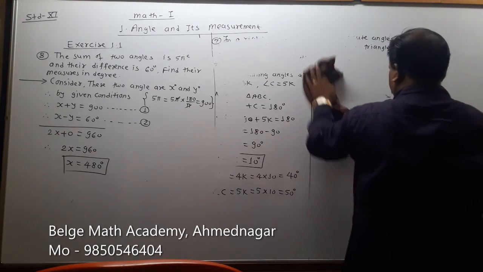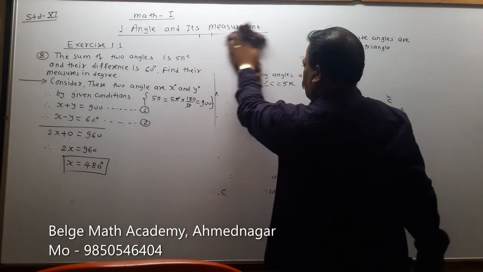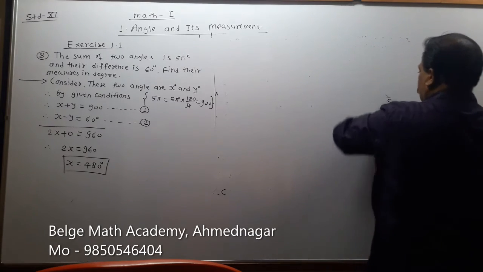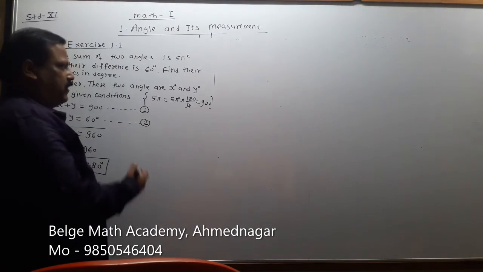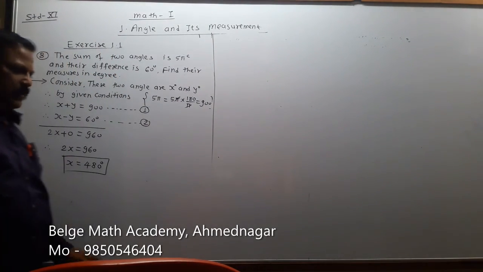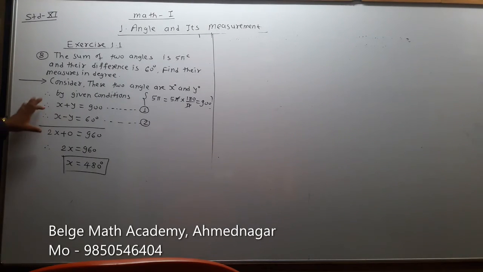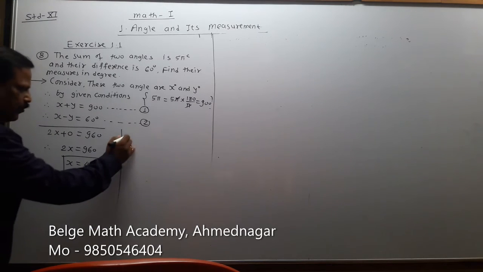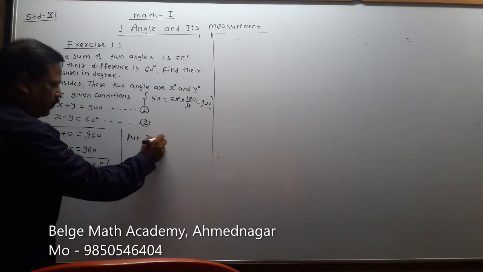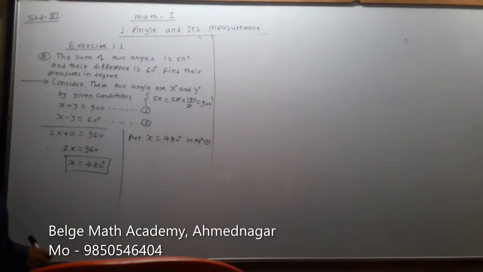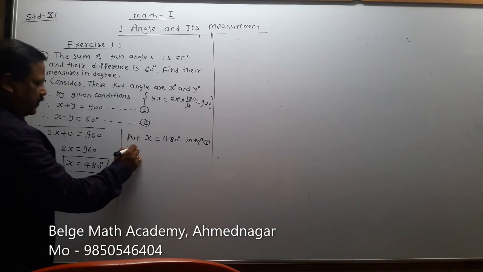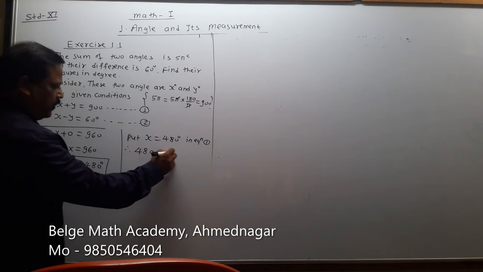Now we are solving for the remaining angle, that is we call it y degree. This type of equations are solved in the previous standard, in 10th standard, that is the linear equations. So by that process we are solving this. Now see this again. Put x equal to 480 degree in equation 1. So we get 480 plus y equal to 900.